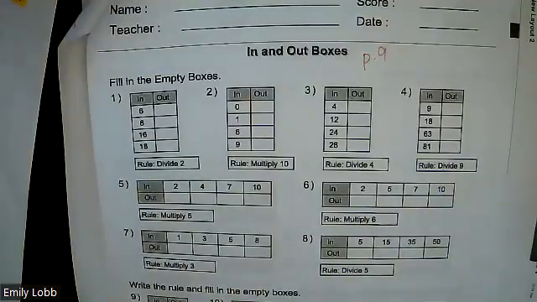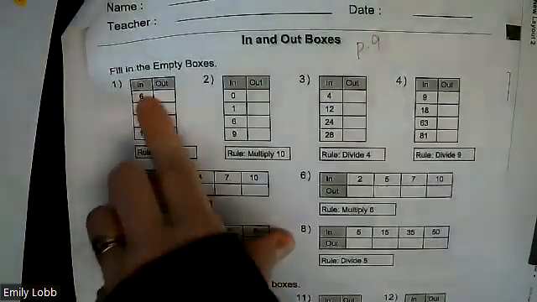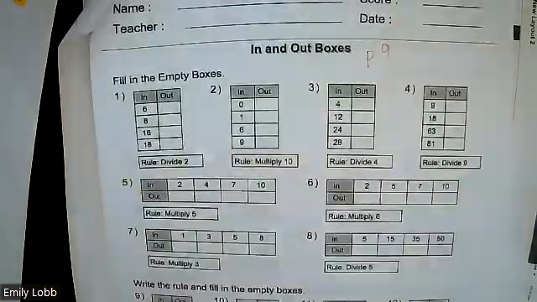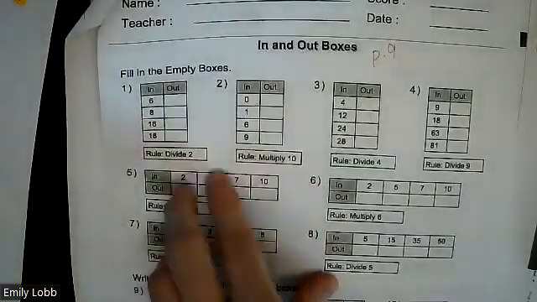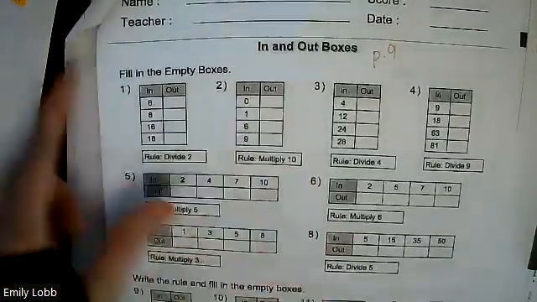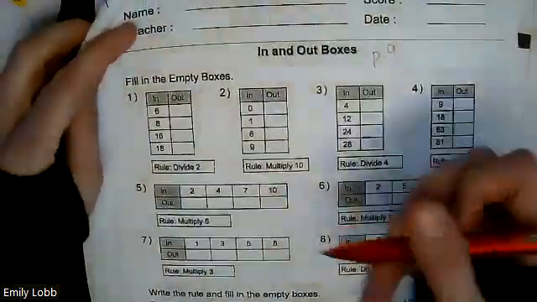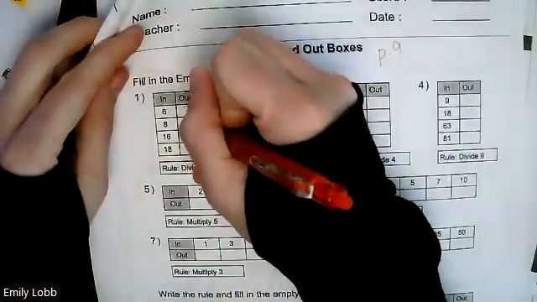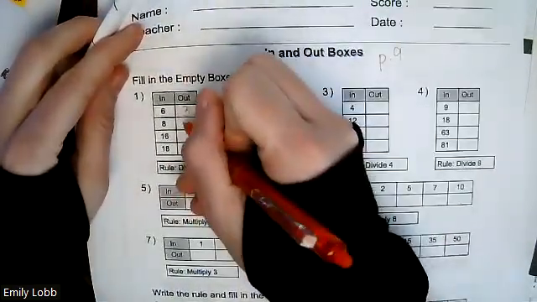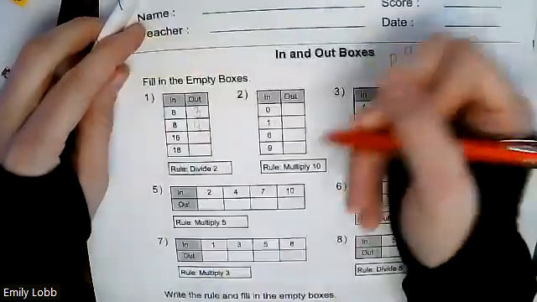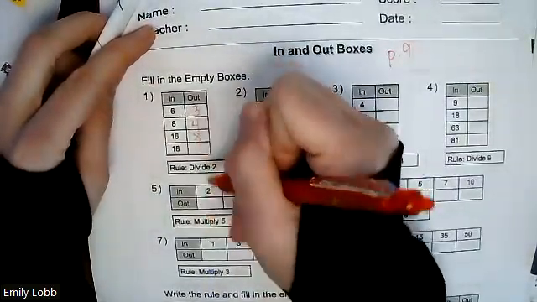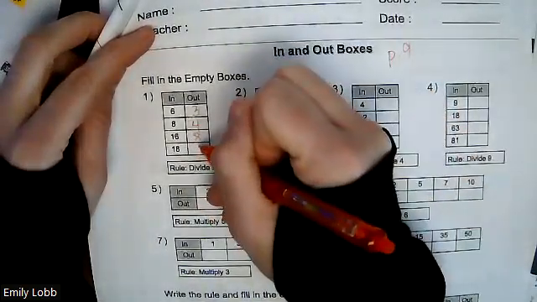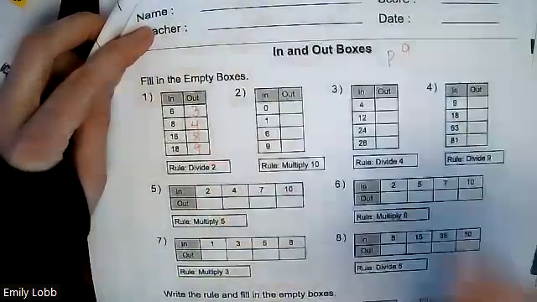Okay, page 9. Now, instead of adding or subtracting, you can see that we're going to start dividing or multiplying. So if we're dividing by 2, we think 6 divided by 2. 8 divided by 2 is 4. 16 divided by 2 is 8. And 18 divided by 2 is 9.